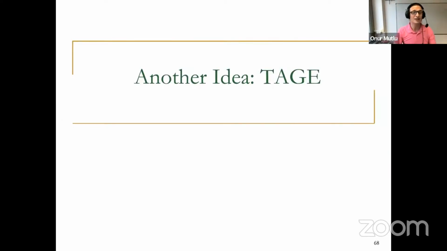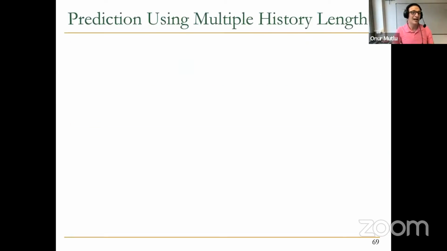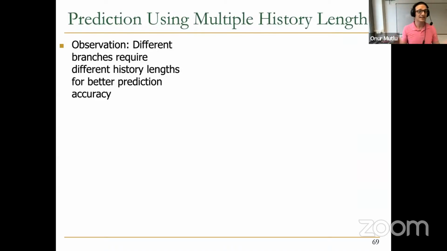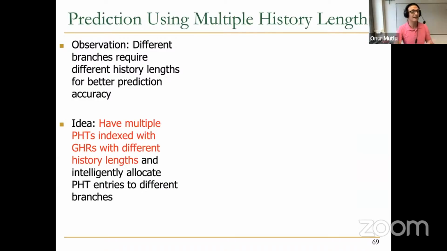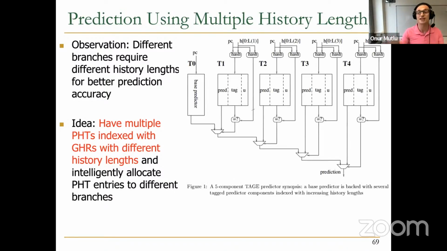Let me give you another idea. This is the idea of TAGE. And the idea I already gave you actually, basically predict using multiple history lengths. So the observation is that a single history length is not good for every branch. Different branches require different history lengths for better prediction accuracy. So why not have multiple pattern history tables indexed with different global history registers with different history lengths and intelligently allocate pattern history table entries to different branches. If a branch likes a smaller history length, predict it using that history length. If a branch likes a large history length, like 500 prior branches, then use a bigger table for that.